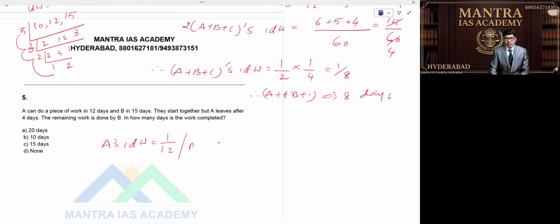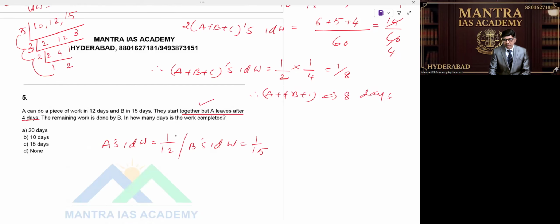B's 1 day's work is 1 by 15. Therefore, this is 1 day's work now. So the point is they start together, remember. A leaves after 4 days. So, first step: A worked for 4 days, and along with B, of course. That's a very important point: they start together is a major point in this case.